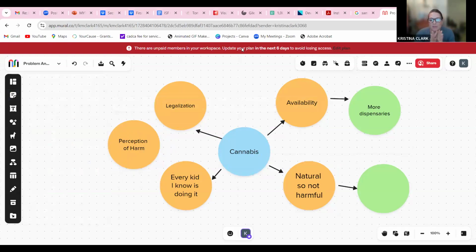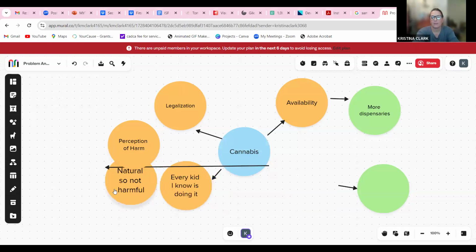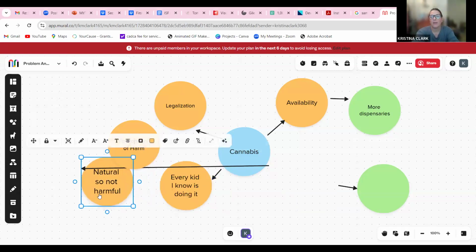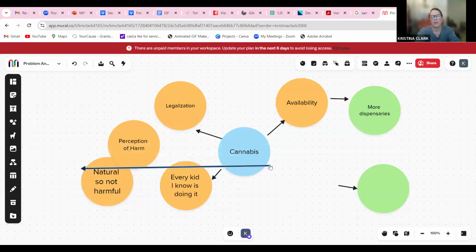So in thinking about this, if you're doing it with your community, you are the subject matter expert, they don't need to know where to fit it. We put it all out there and then we say, okay, perception of harm means they don't think it's bad, right? They don't think it's going to do anything to hurt them. So can we agree that natural, so not harmful, kind of fits into that perception of harm piece? So then we could say, okay, we're saying the same thing here, right? And sorry, I don't know why that decided to go all the way over there, but I'm moving just that. That's fine. It's all together.